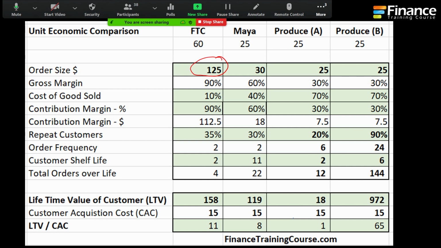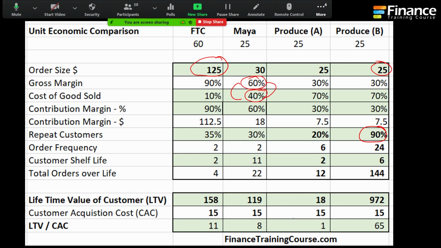So one way of getting more revenue is to just increase the order size. Don't sell something which is worth $25, sell something which is $125. Another way of scaling is to improve your gross margin, right? So that also improves profitability. A third way is to reduce your cost of goods sold, which is basically the inverse of this. So it's a different way of saying the same thing. Third way is to increase retention. Getting a customer is difficult. Once you get a customer, if you can retain that customer, you do well.